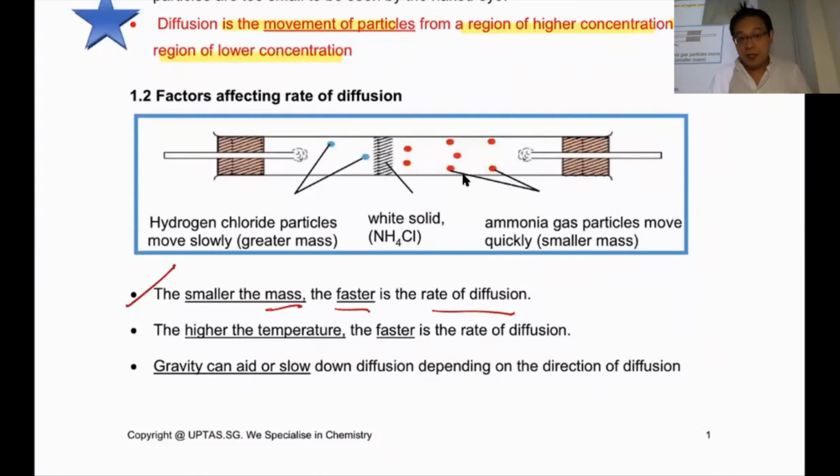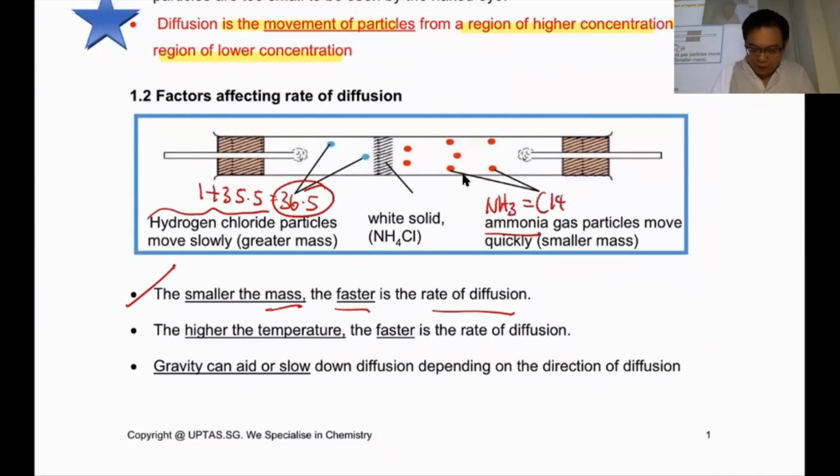So we have one experiment above. This is a very, very classic experiment. In hydrogen chloride, if you calculate the molecular weight, it will be about 1 plus 35.5. This will give you 36.5 molecular weight. Then you have another one, that's ammonia. Now, ammonia has a formula of NH3. This will be 14 plus 3 here, and this will give you a total of 17 molecular weight. Can you see, one is 17, one is 36.5.